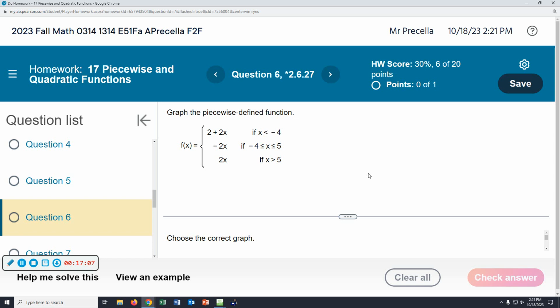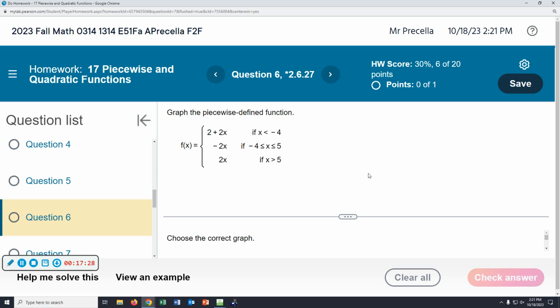Problem 6, and you're going to use 3 colors, right? There are 3. We want to graph the piecewise defined function. So here they're calling it piecewise defined, not just piecewise. So f of x equals. I don't like that green. Let's see if this is better.